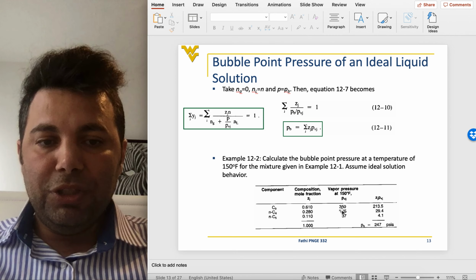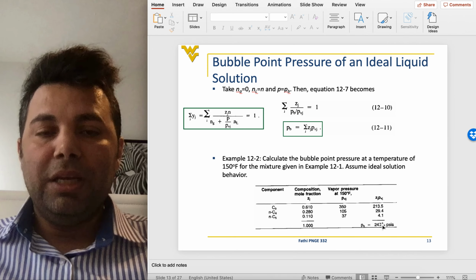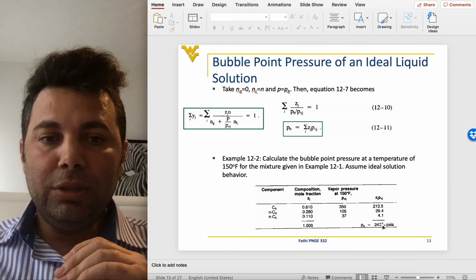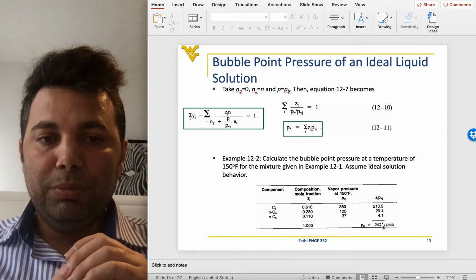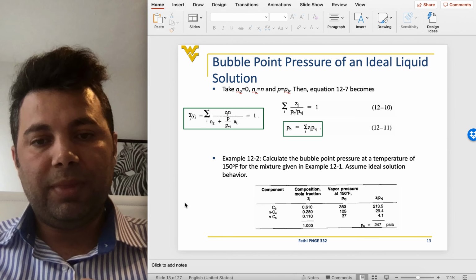I will get the PBJs. So Zj times PBJ. Zjs were given, multiplied by PBJ, and then sum them up. That becomes my bubble point pressure. Again, remember, this is the ideal solution. If this solution is ideal, then the PB, the bubble point pressure, is simply the summation of Zj times PBJs. Very, very simple.